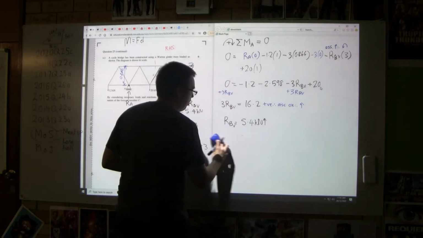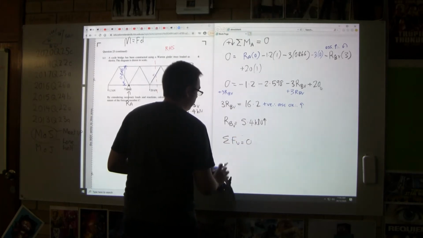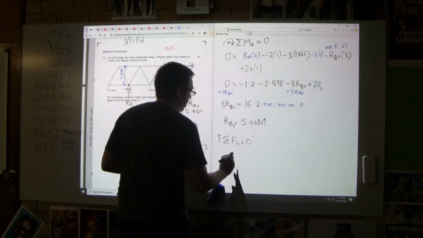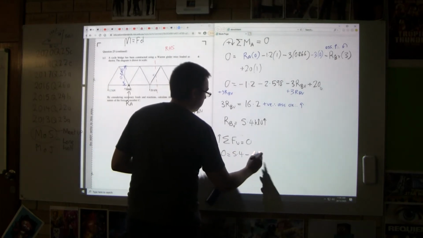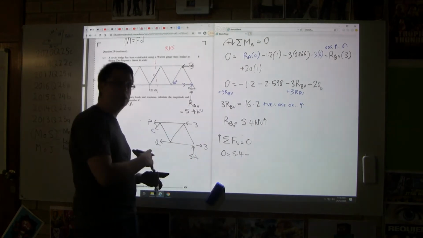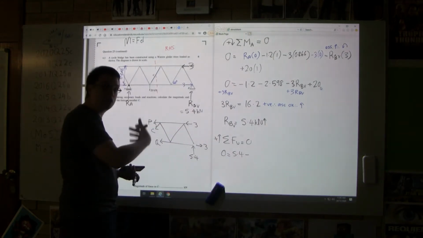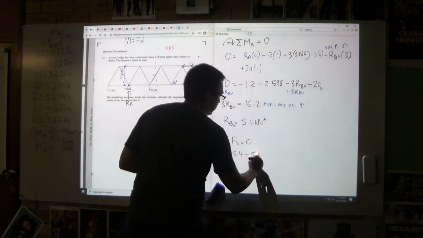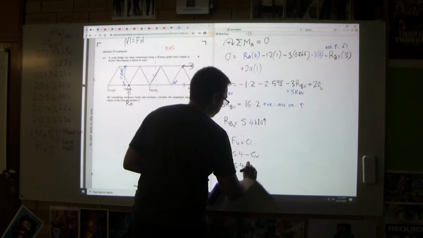So how I probably should write that is I should write the sum of the forces vertically equals 0, setting positive as up. So I've got 0 equals 5.4 minus, because I'm assuming down, so if this is down, the convention would say that it should be negative because it's going down, CV. Therefore, CV equals 5.4 kilonewtons up.